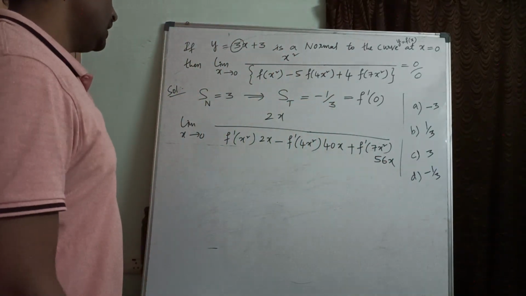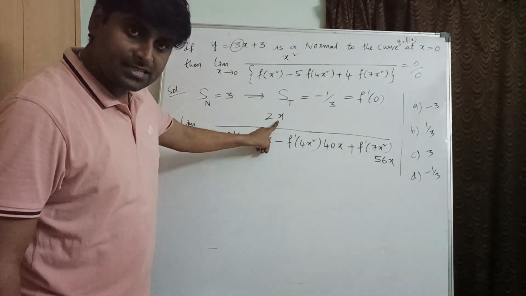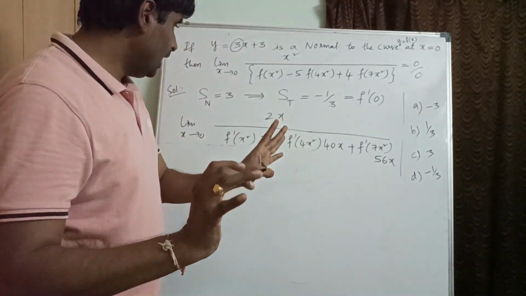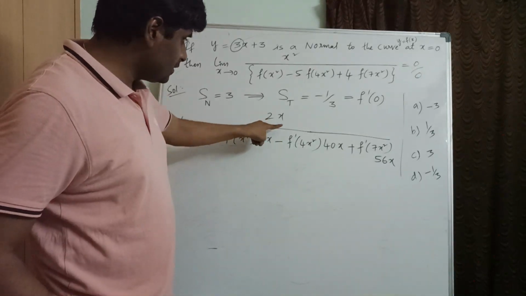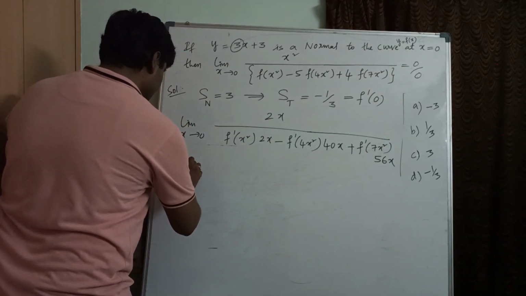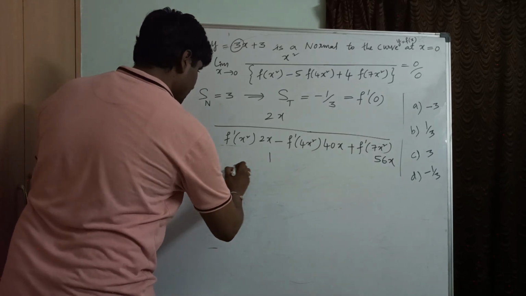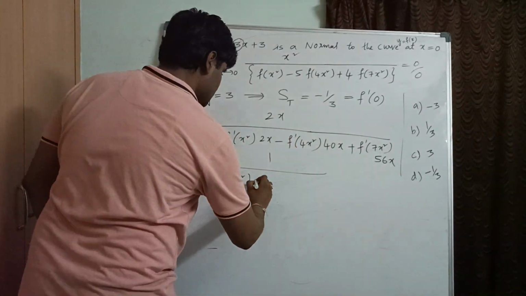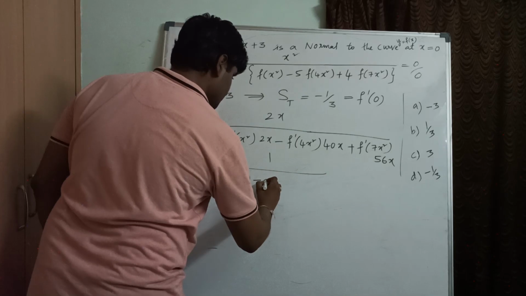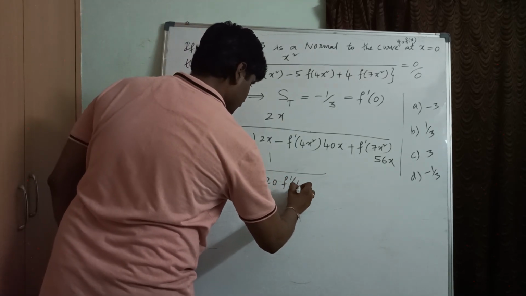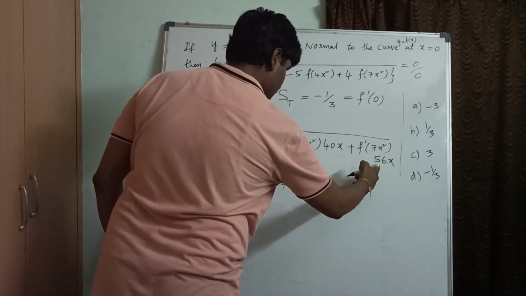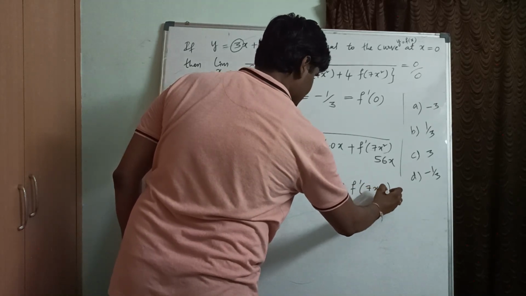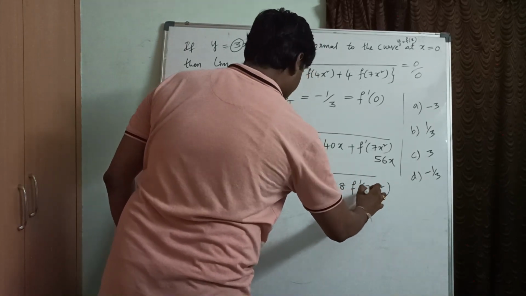Clear? Now finally if you observe, everywhere x can be cancelled, x will be out, and 2x also can be cancelled. With the 2 we can take out common. What will be left now? Limit x tends to 0, 1 by f dash of x², and taking 2x common everywhere, so here 2x common, 20 into f dash of 4x², clear? Now here 28 into f dash of 7x², correct? So now we can substitute the limit.